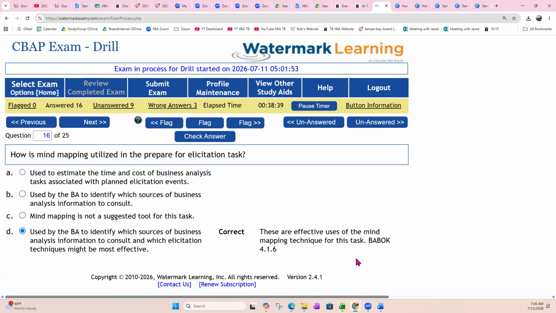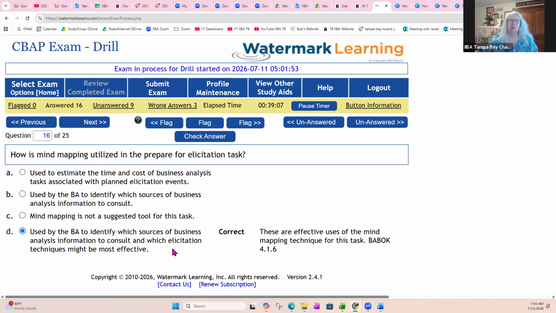These are effective uses of the mind mapping technique to identify which sources of business analysis information to consult and which elicitation techniques might be most effective. I'll admit I've never used mind mapping to figure out which elicitation techniques. I always look at the stakeholders and their specific conditions, and that tells me which elicitation techniques I should use. But for the sources of business analysis information, I have used it.